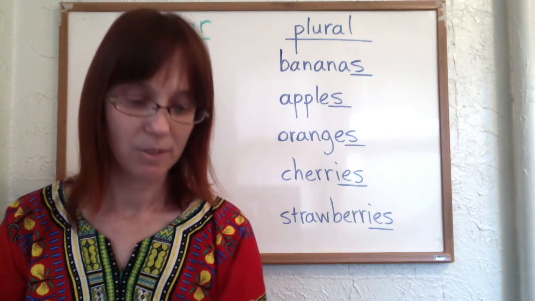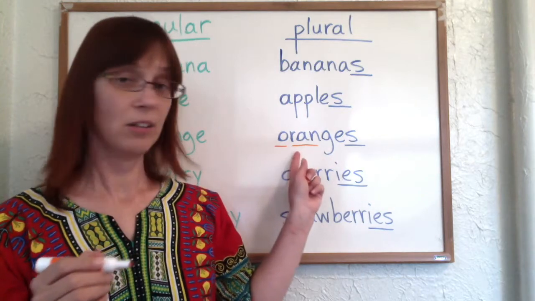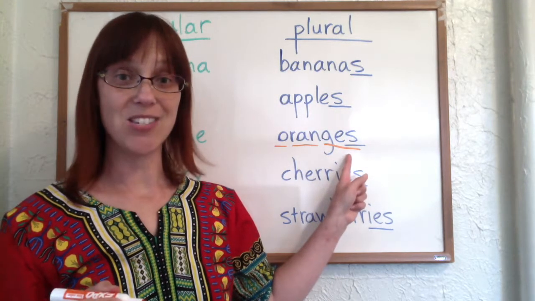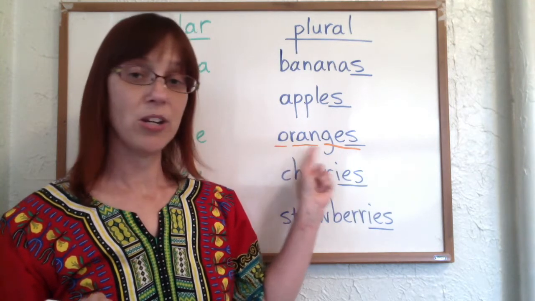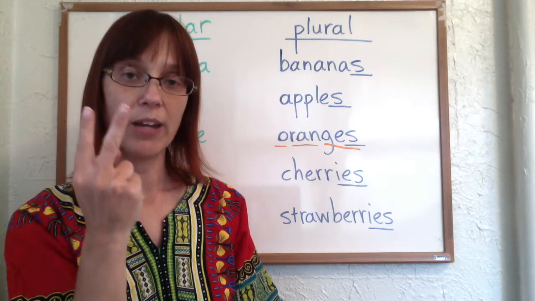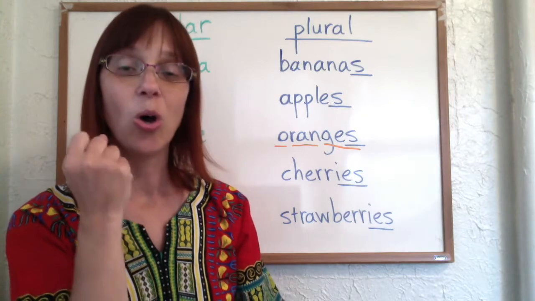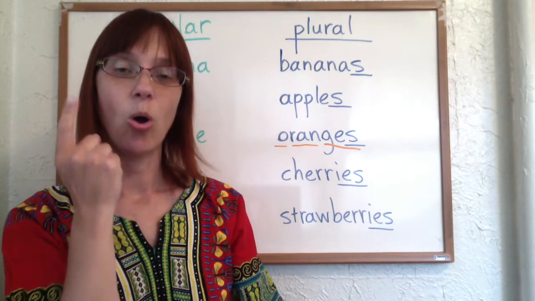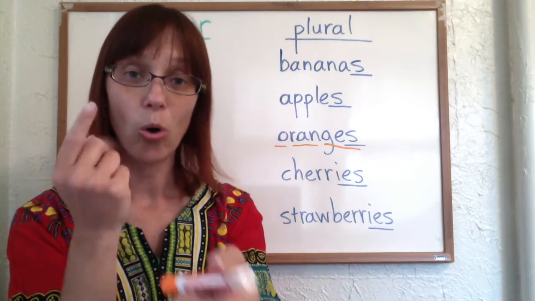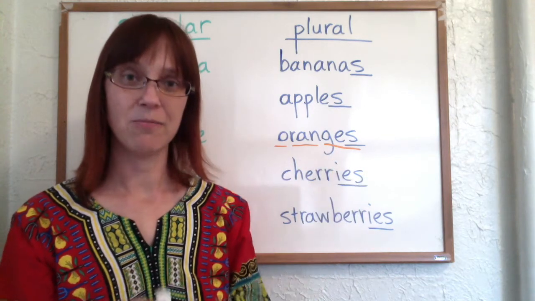Oranges sounds like this. O-ren. R-A-N. And we say these together, jez. Oranges. So now it has three syllables. Try it, repeat. Oranges. You try. Oranges. We say it fast. Oranges.